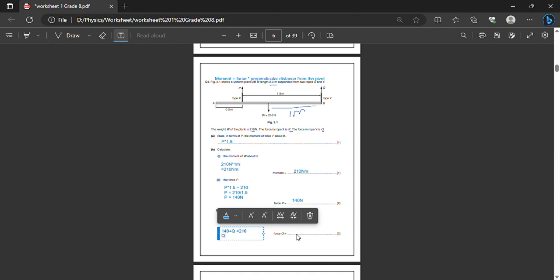Now you just make Q the subject again. Like we did for P, you do 210 minus 140 and you get Q equal to 70 newtons. So you can write here Q equals 70 newtons.